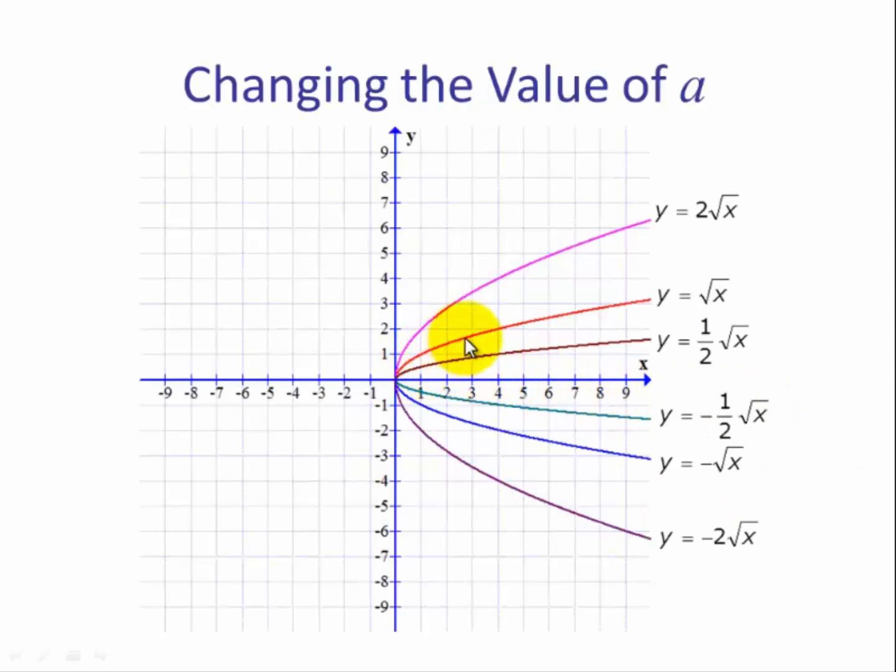So here's our parent function, square root of x. When a is 1/2, it's still an increasing function, but it's not as fast as when a is 1. When a is 2, it's an increasing function, and it's at a faster rate than when a is equal to 1. These three graphs, a's are negative, so they're all decreasing functions. And the larger the negative a value, the faster the function is decreasing.